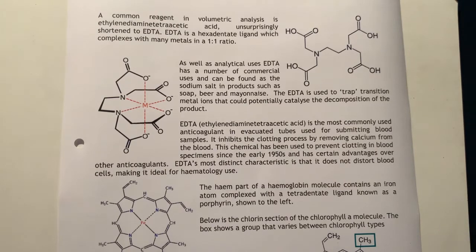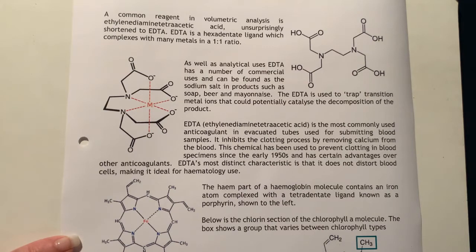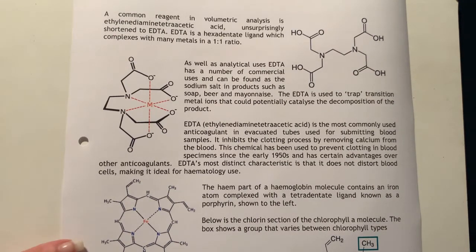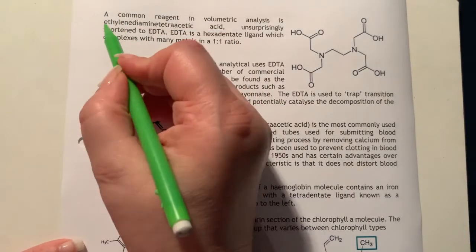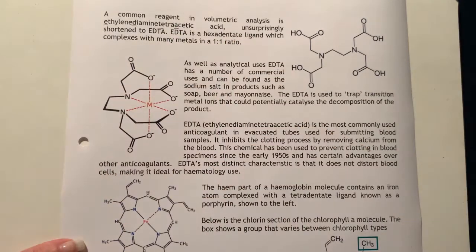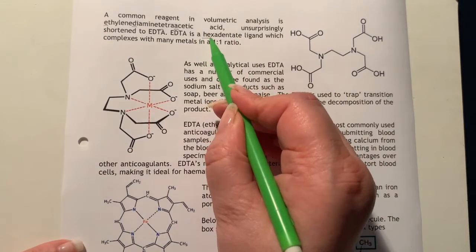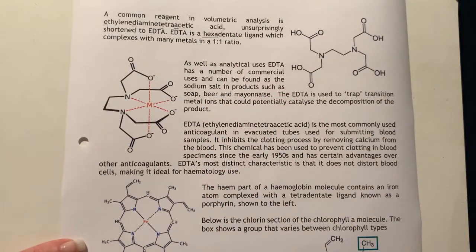A common reagent or chemical used in volumetric analysis, so that would be titration, is ethylene diamine tetraacetic acid, unsurprisingly shortened to EDTA. EDTA is hexadentate, and this hexa means it would form 6 dative bonds onto a central metal ion. And it complexes with many metals in a 1-to-1 ratio.